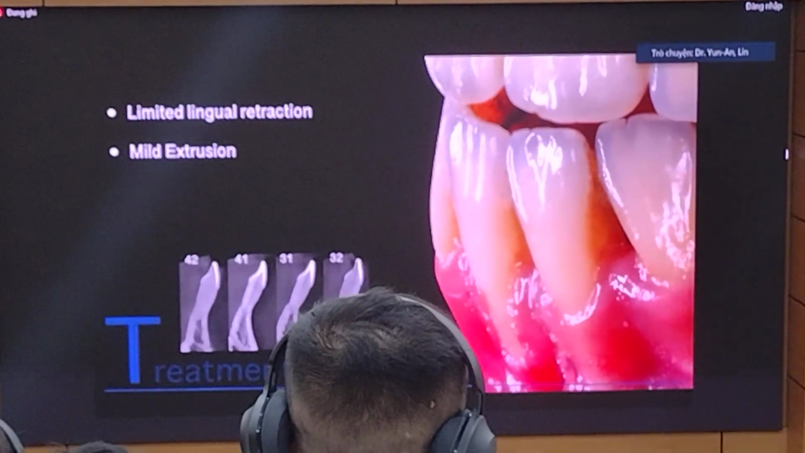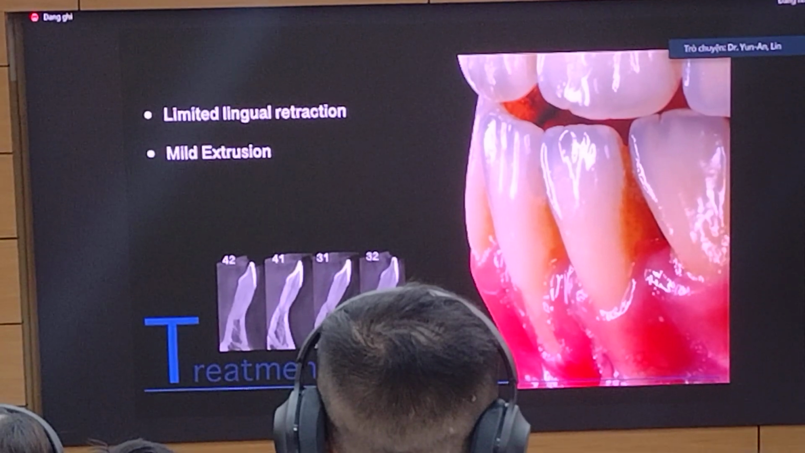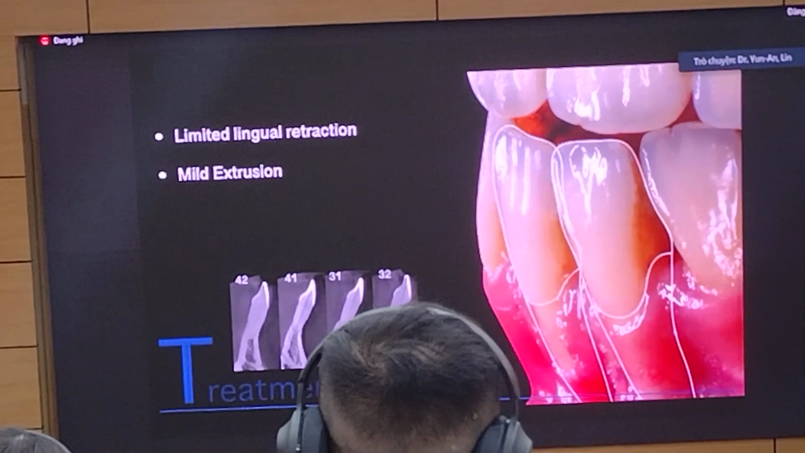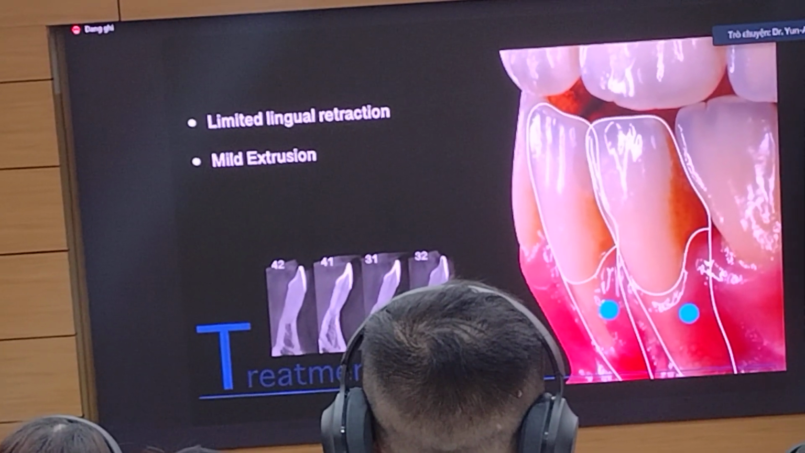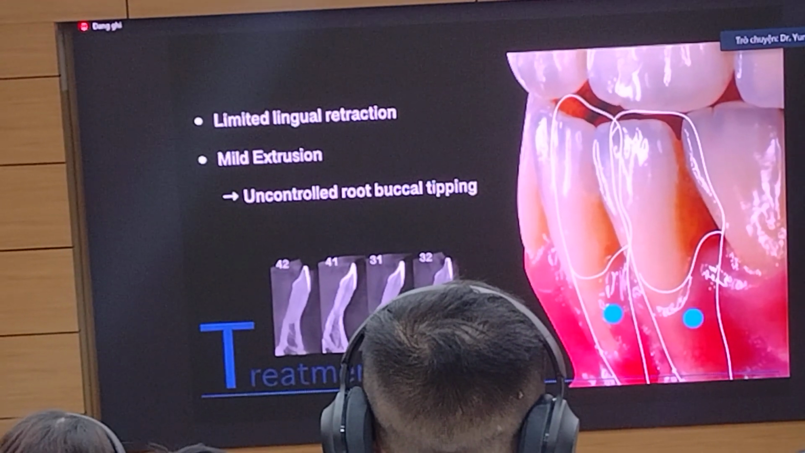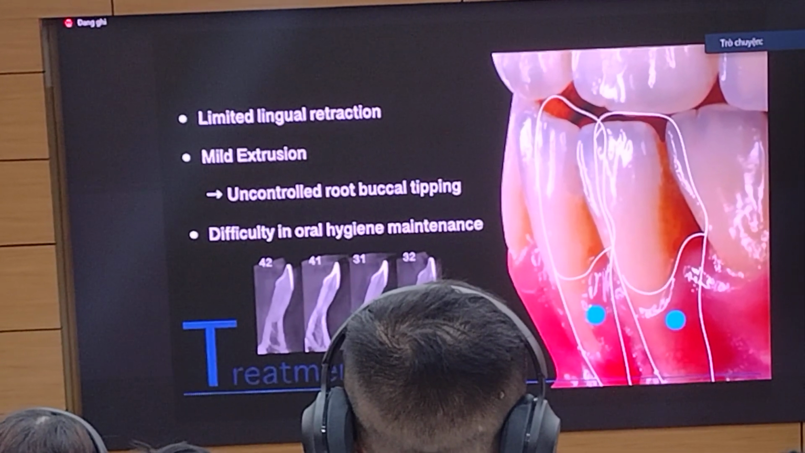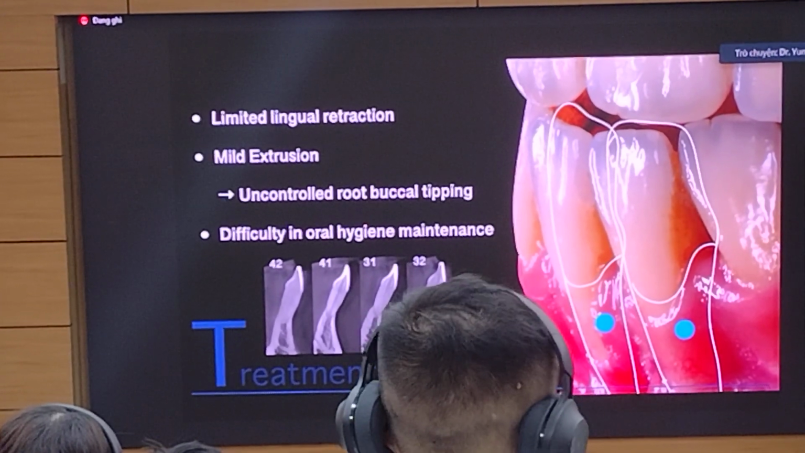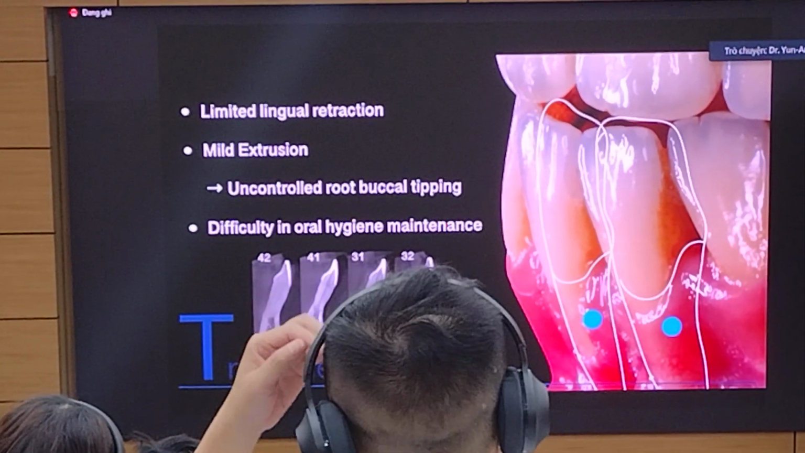To solve the problem of the alignment, the orthodontic treatment plan was to perform a little bit lingual retraction and mouth extrusion. However, this situation, this movement may result in uncontrolled root buccal tipping. In addition, after starting the orthodontic treatment, the orthodontic appliances may lead to the difficulty in maintaining oral hygiene. This situation may cause the worsening of the soft tissue condition.